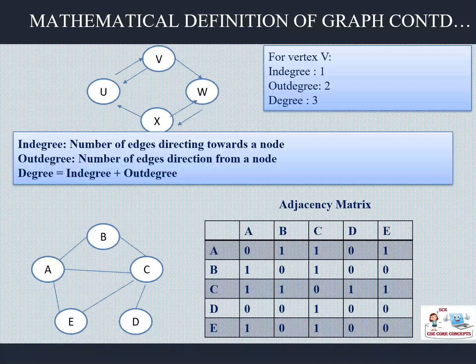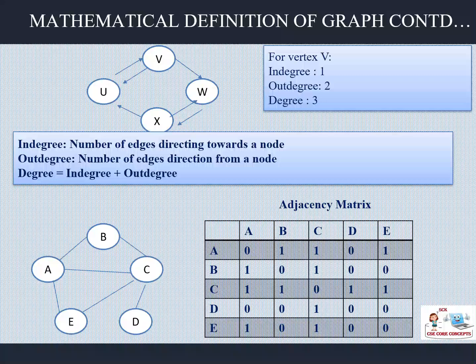Now from A to C, yes. From A to D, no, there is no connection. Then from A to E, yes. Similarly from B to A there is a connection because it is an undirected graph. So both ways it is there. From B to B no looping is there. From B to C, yes. B to D and E, no. C shares its connection with A, B, D and E. With everyone C is connected except for itself since it has no loop. With D it is only with C. With E it is only with A and C.